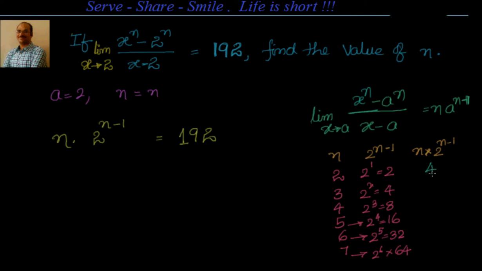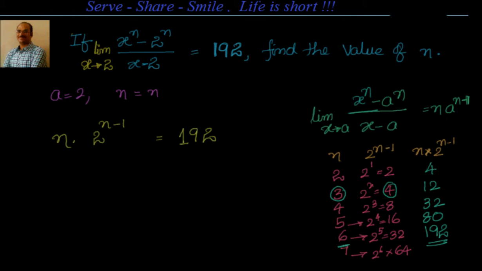2 2s are 4. This is 3 into 4, 12. We are multiplying 2 power n minus 1 with n, so that we will get n into 2 to the power of n minus 1. So the next one will be 4 into 8, 32. The next one will be 5 into 16, 80. Next one you can see 6 into 32, 192. So n is nothing but equal to 6.